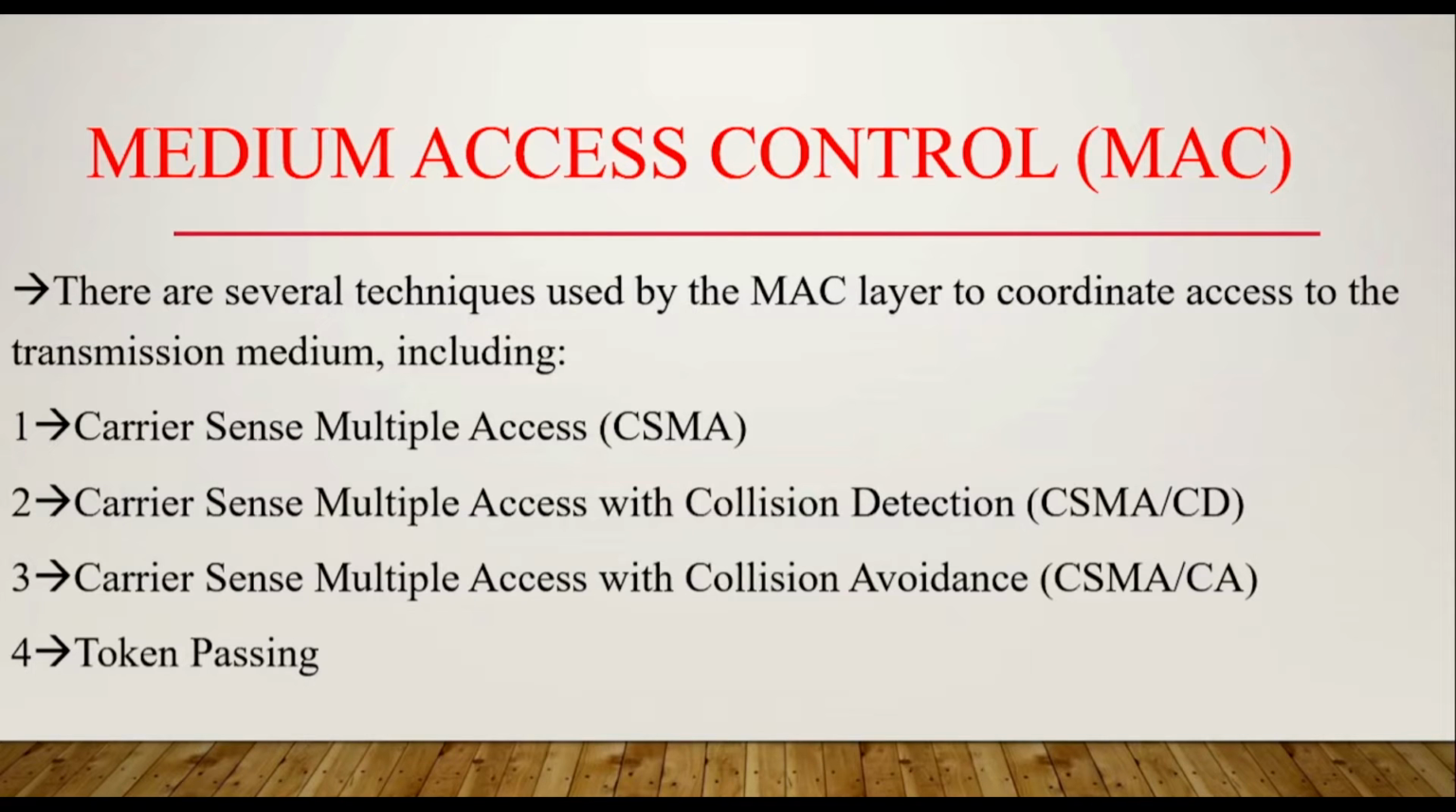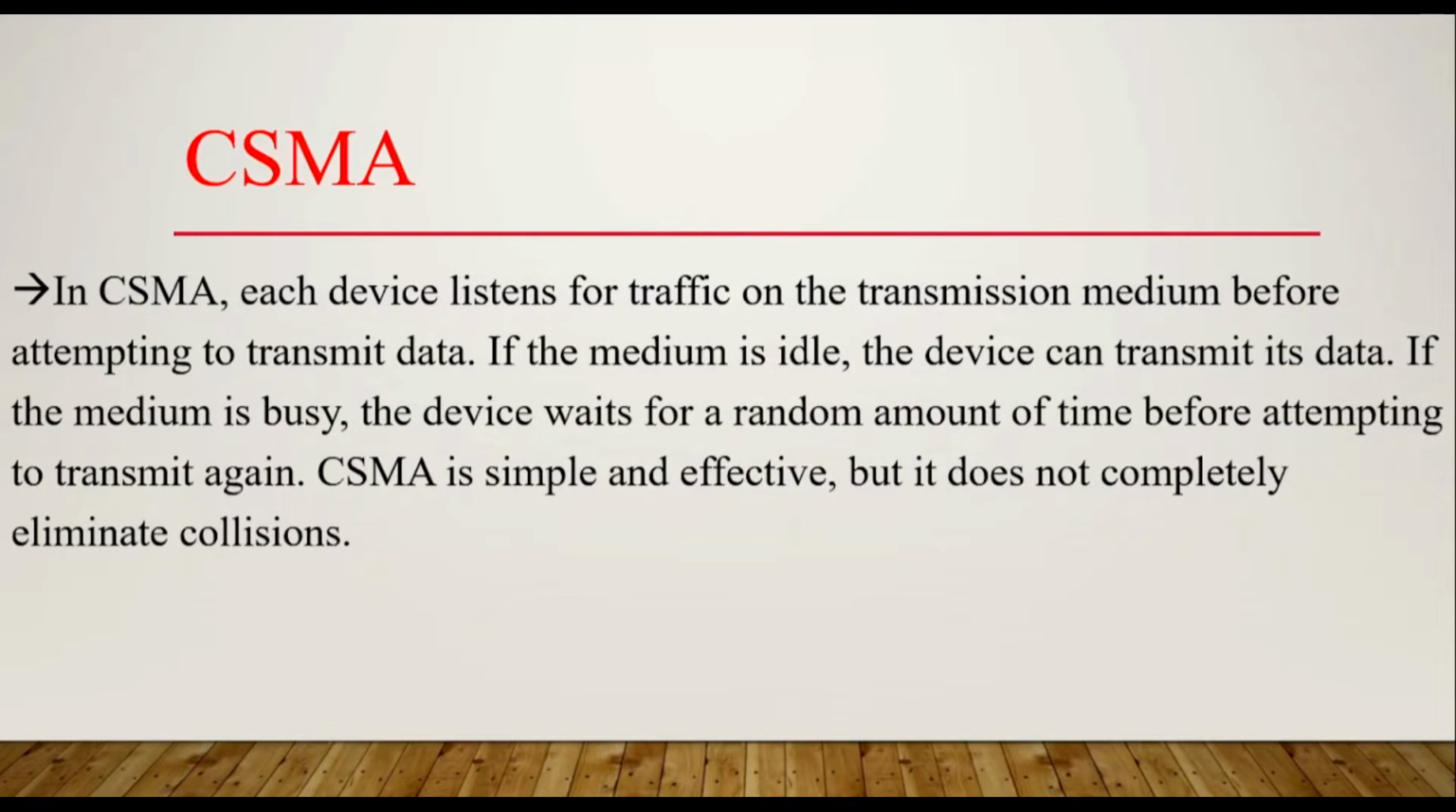There are several techniques used by the MAC layer to coordinate access to the transmission medium. First one is carrier sense multiple access, or CSMA. Second is carrier sense multiple access with collision detection, CSMA/CD. Third is carrier sense multiple access with collision avoidance, CSMA/CA. Fourth is token passing.